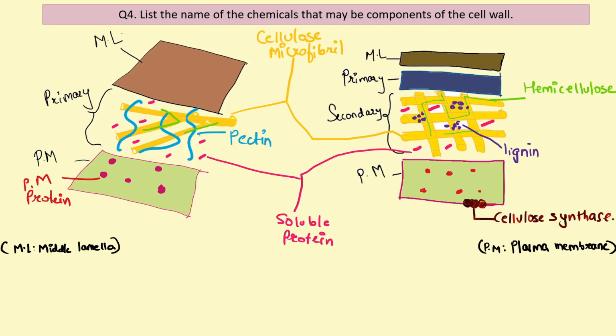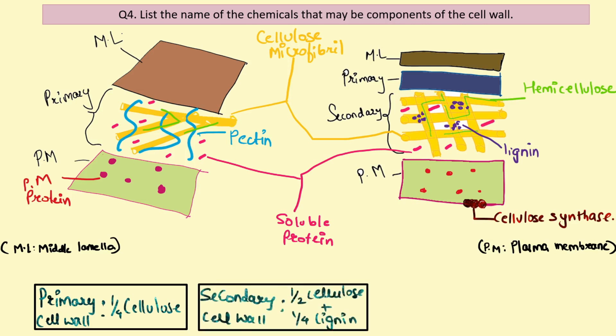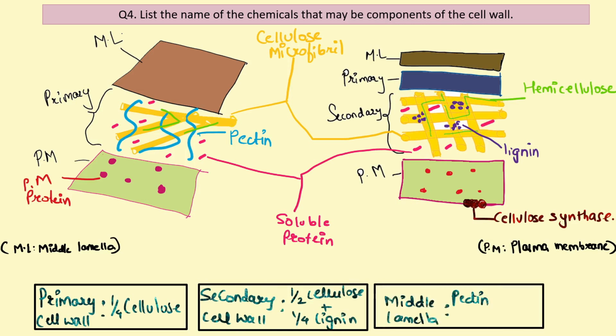Now let's see how much chemical components are present in each layer. The primary cell wall consists of nearly 1/4 of cellulose. The secondary cell wall has half cellulose and 1/4 lignin. The middle lamella consists mostly of the pectin.